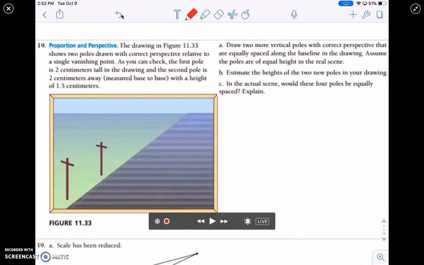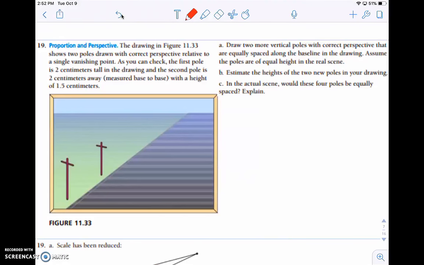Okay, this is part 2 of Unit 11B, and we are looking at perspectives and symmetry. In the first video, we gave you some history and some ideas of perspective in drawings, and so now here's a problem that we can look at. In this case, we've got figure 11.33, which is this picture right here.